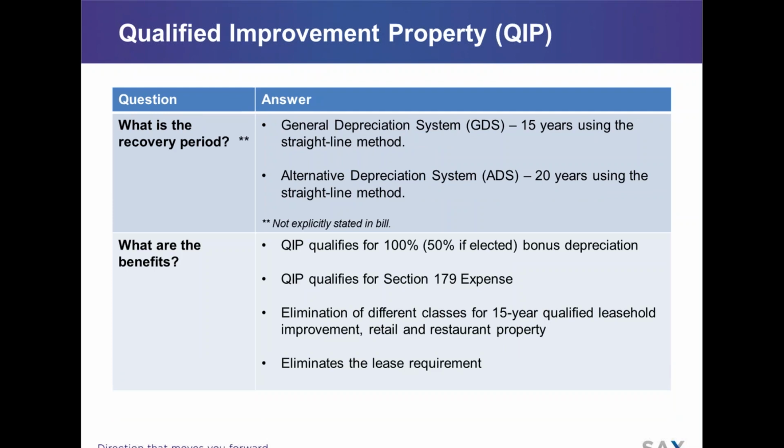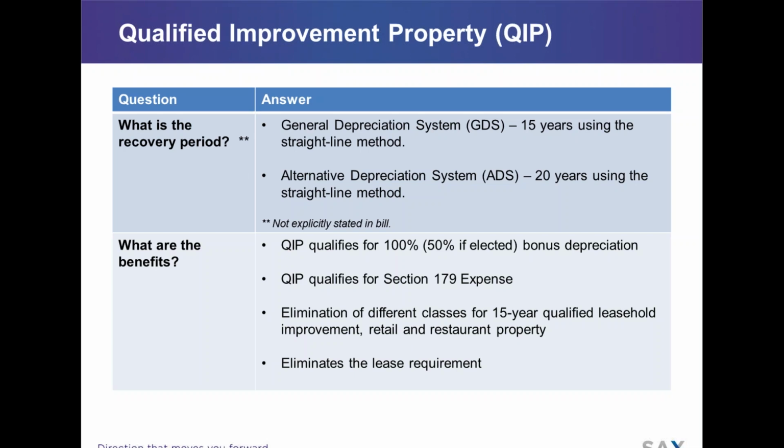So what is the recovery period for this new property? The recovery period, as we explained before, there's two different systems. GDS system, we would say 15 years, and then the ADS system is 20 years using straight line for both. To highlight, I put two asterisks there because the 15 years and 20 years was not explicitly stated in the bill. So we have to wait for the IRS to come out with a technical correction to be specific and say, yes, they have a 15-year life.